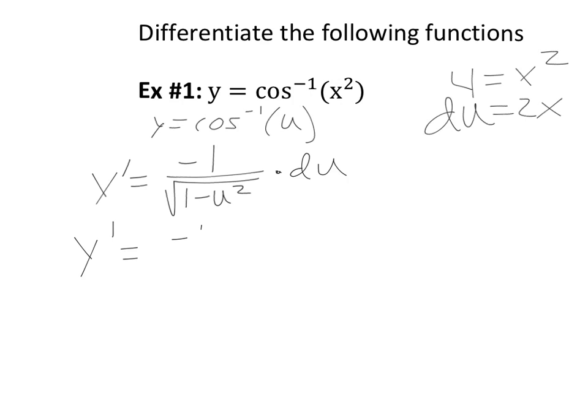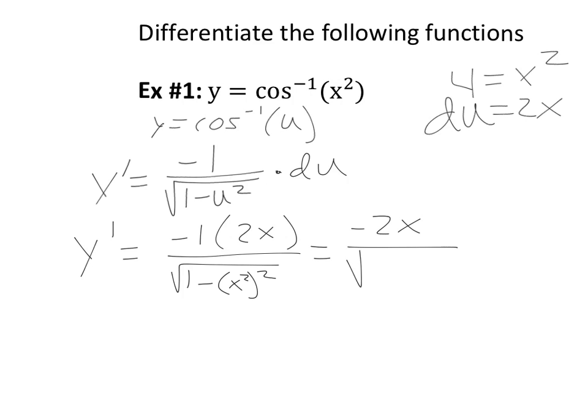We got -1 times du, which we know is 2x, over the square root of 1 minus, and my u is actually x squared, so this is going to be x squared. So if we clean this up a little bit, we get -2x on top, and on the bottom we get the square root of 1 minus x to the 4th. And that's it. That's all there really is to that problem.